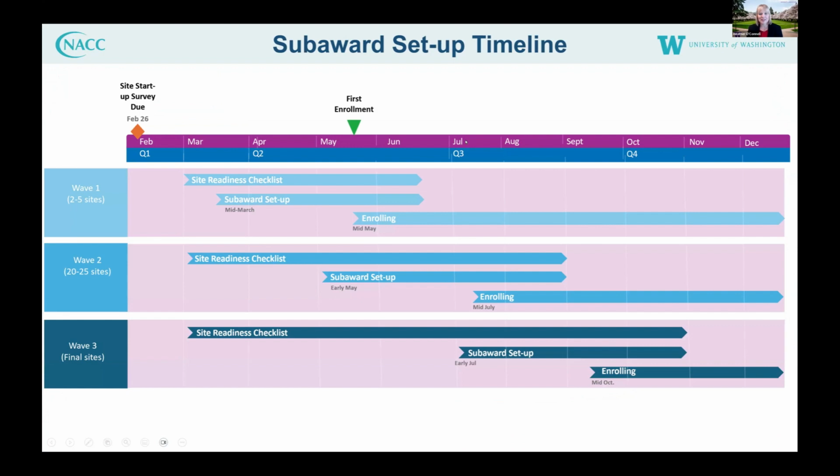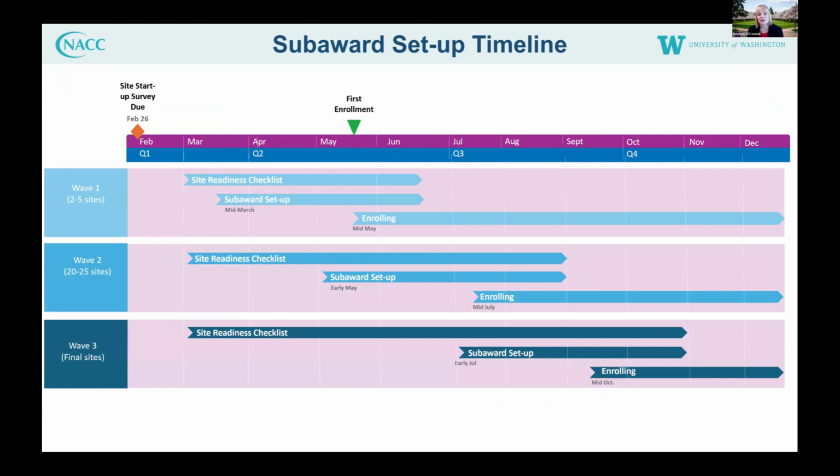Okay, so the next slide is kind of pulling it all together. So this is really another look at the timeline. So as I mentioned, the sites will be contacted based on your declared availability in the startup survey as well as capacity. So this will likely fall into 3 waves. The first thing I want to point out here is that the site readiness checklist can begin at any time. For example, we're aware some of you have already started seating your IRB.